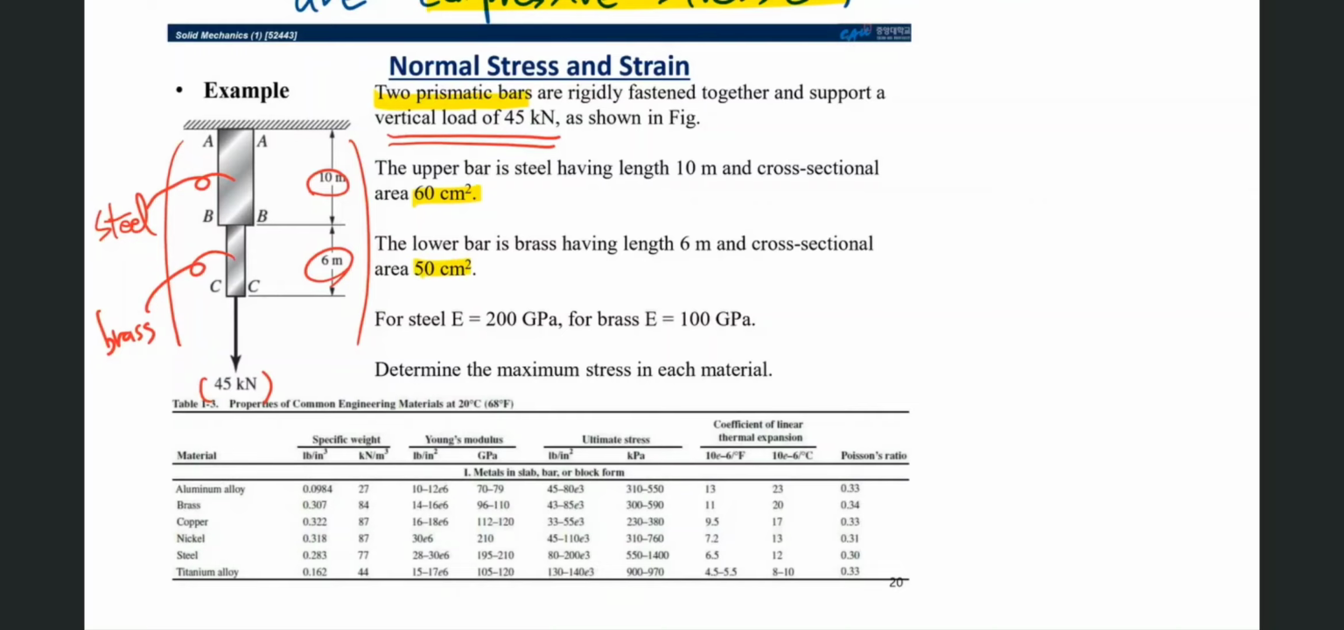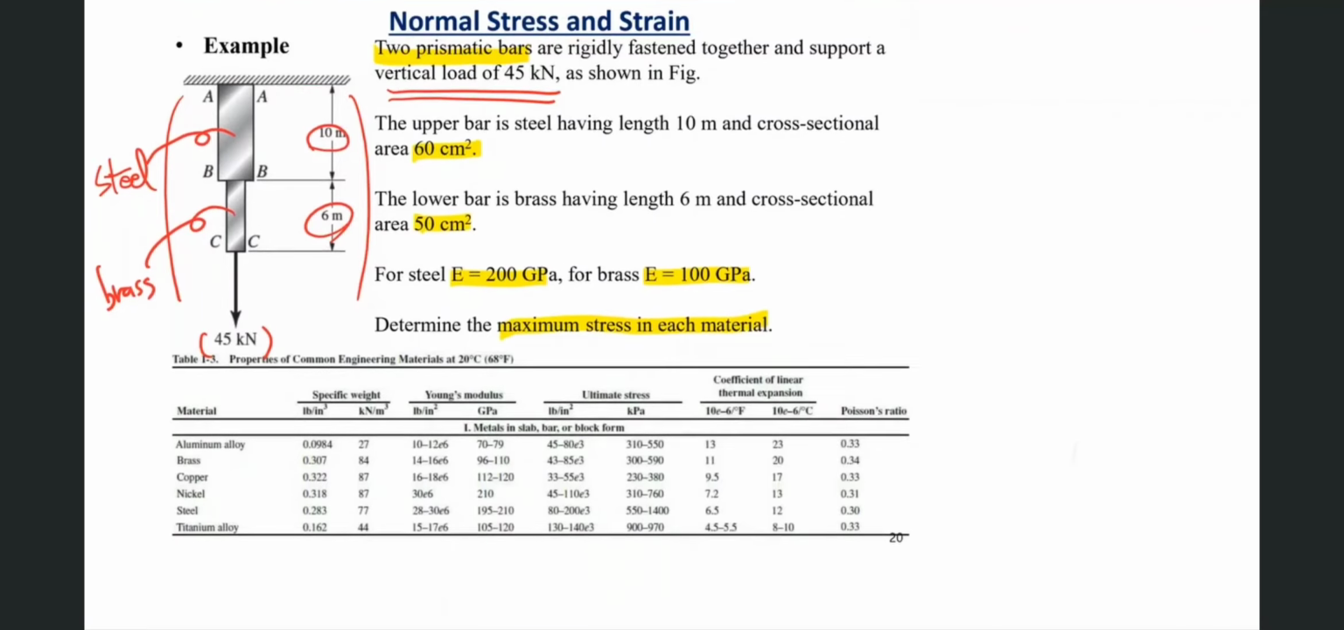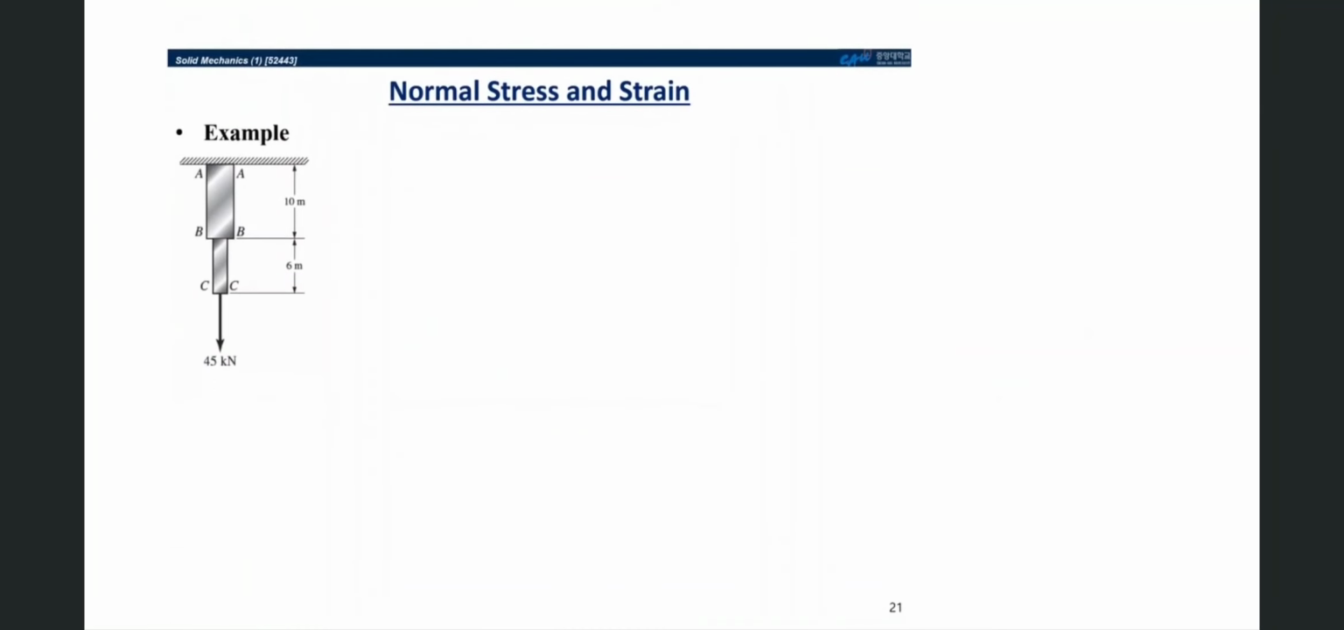Here you can find the elastic modulus of both steel and brass. For steel, the elastic modulus is 200 gigapascal and for brass it is 100 gigapascal. We have to determine the maximum stress in each material. By using the fundamental definition of normal stress, sigma equals P over A, we can solve this problem. So let's continue to solve this problem.